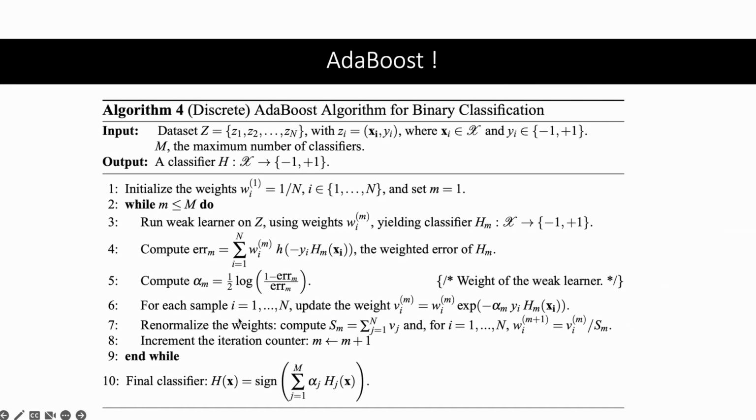And the next step is nothing but renormalizing. Now my weight should be between, like if I have to normalize, that means I am putting my weight between 0 to 1, right?